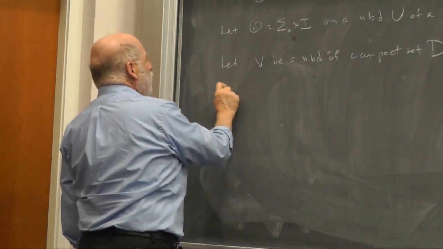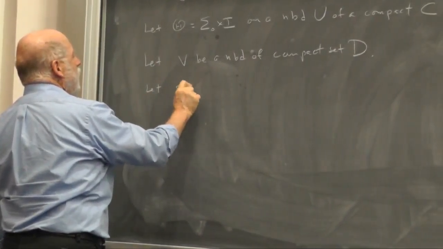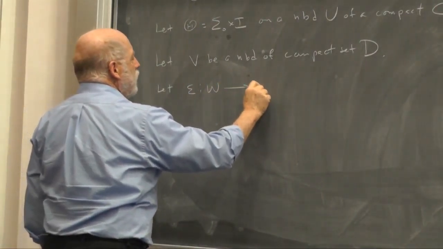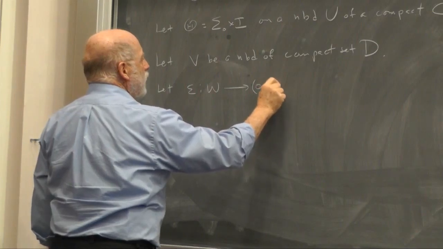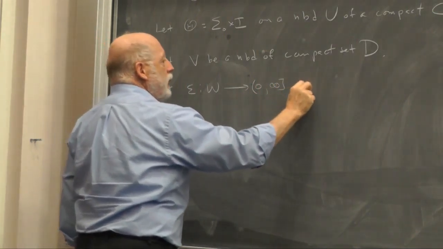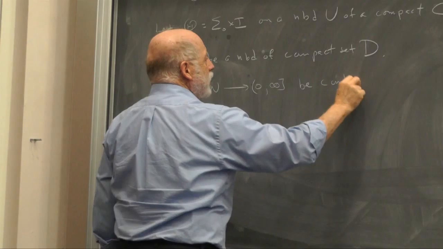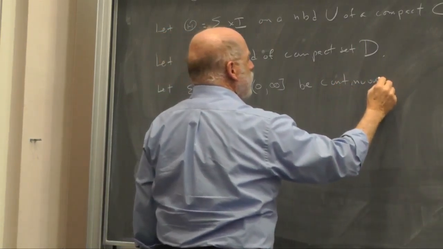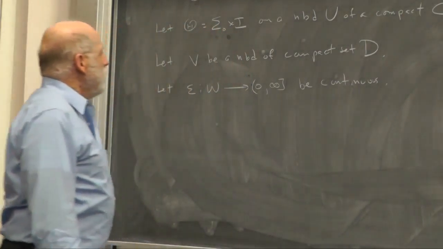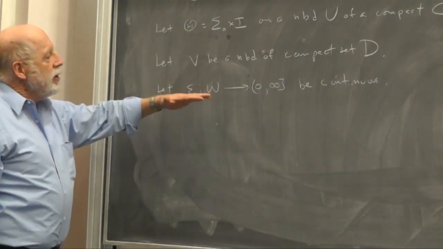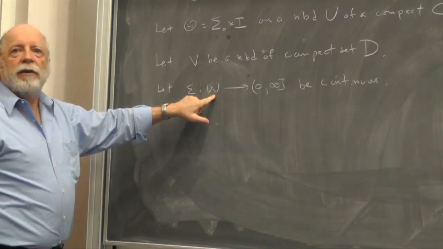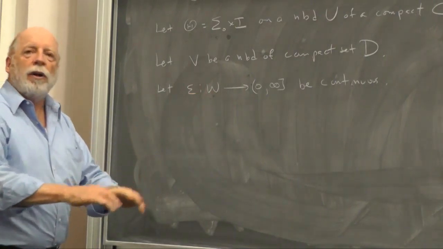And we'll add one more thing, epsilon mapping W to (0, infinity), just a continuous map. This is going to tell us how much we're allowed to move points. So what this means is that when we do something, it's not going to move a point more than epsilon, the value of epsilon at that point. So you keep things small.